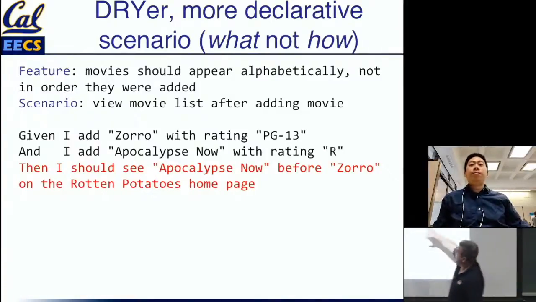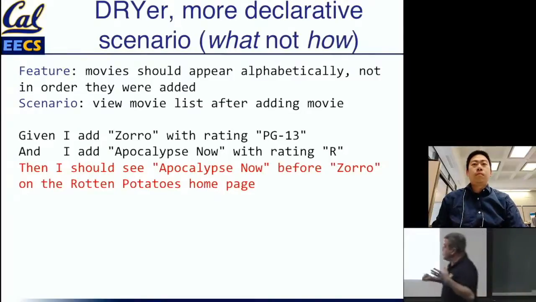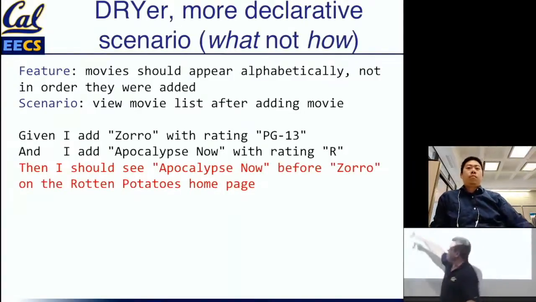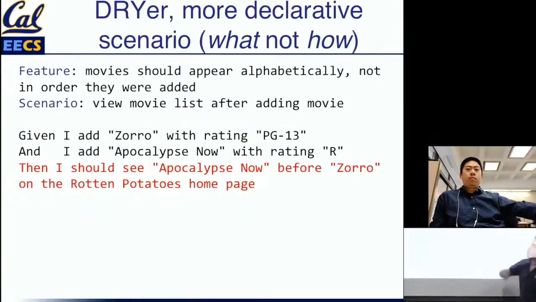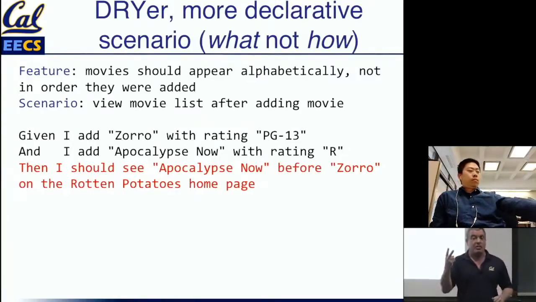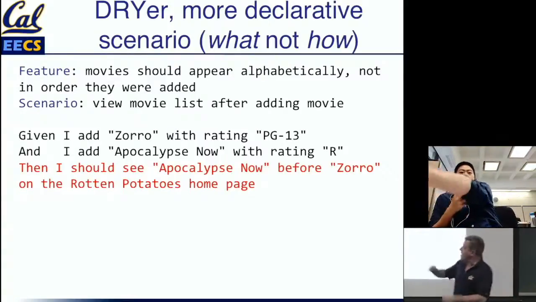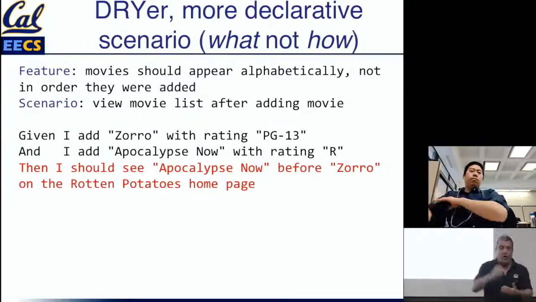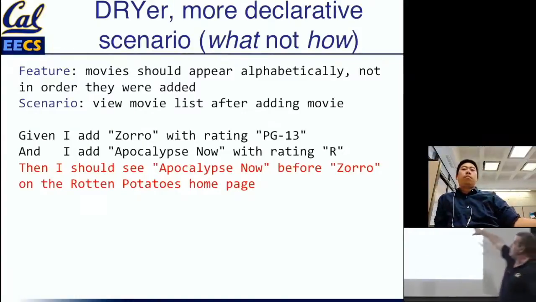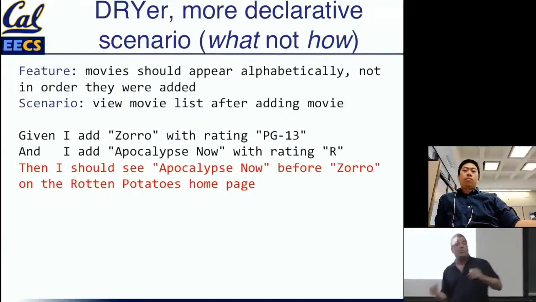One of them is nothing here says anything about forms and filling out and the names of fields. It just assumes that somewhere there is a step definition that says, given I add Zorro with a certain rating. There's at least 2 ways I can think of to implement that given step. One way is you do some ActiveRecord calls directly that create a movie named Zorro and cram it into the test database. You do the same for Apocalypse Now.